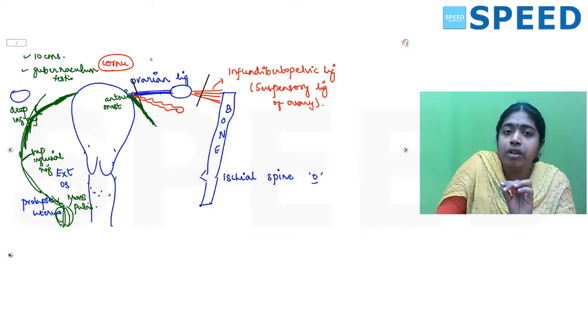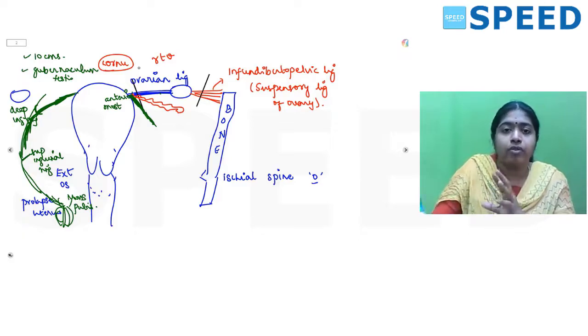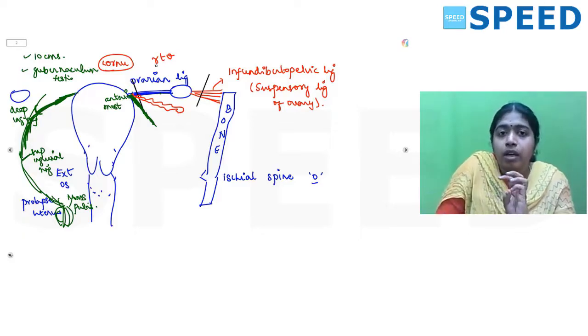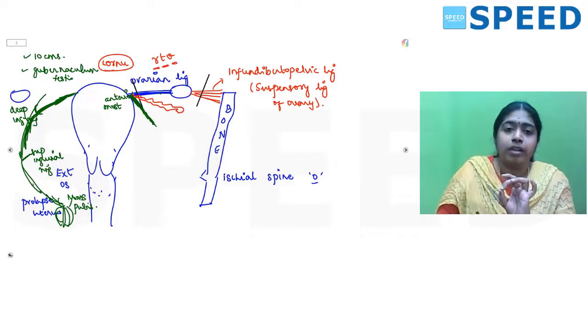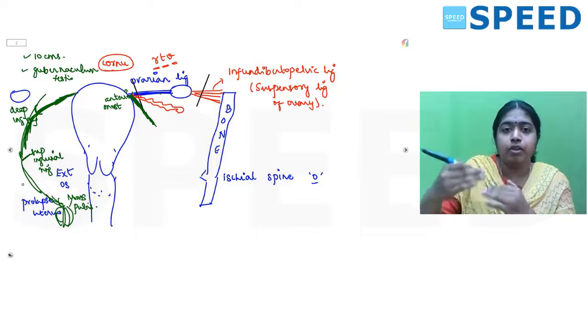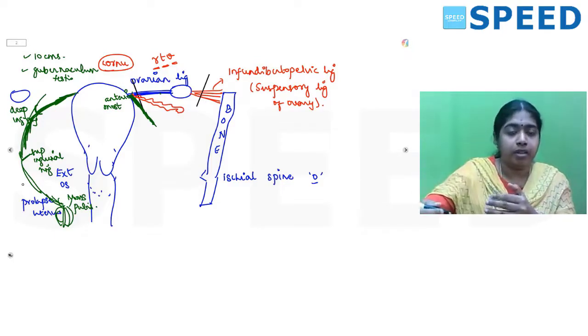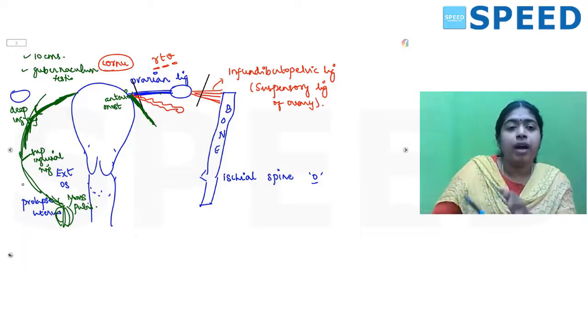So a small mnemonic here, I tell you, RTO. You can remember it like road traffic officer or something like that. RTO: round ligament. Behind the round ligament, you will have the tubes, and then you will have the ovarian ligament. Is that okay? So from anterior to posterior, you'll have the round ligament, then the tubes, and then the ovarian ligament. Is that fine?